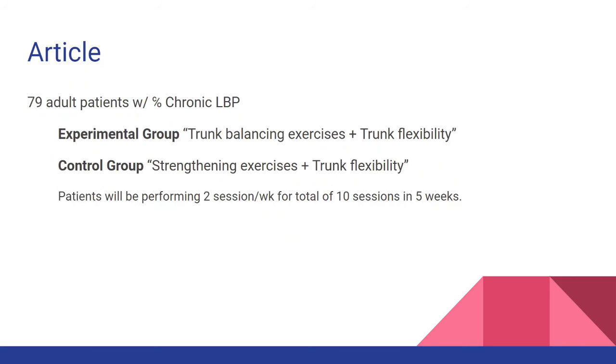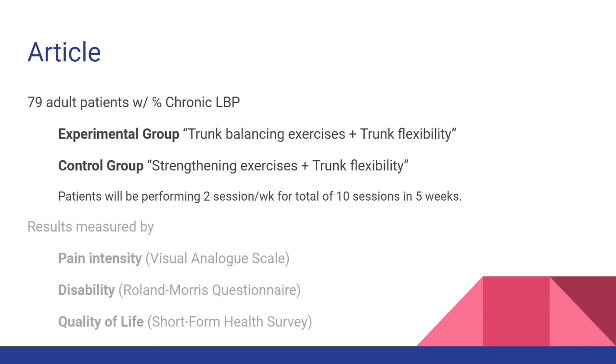The clinical trial consisted of 79 adult patients with chronic lower back pain. They were each divided in 2 groups: an experimental group, which would be using trunk balancing exercises with trunk flexibility, and a control group which would be using strengthening exercises with trunk flexibility. Patients will be performing 2 sessions a week for a total of 10 sessions in 5 weeks. The results will be measured by pain intensity using a visual analog scale, disability, which will be using the Roland-Morris questionnaire, and quality of life, which will be using a short form health survey.